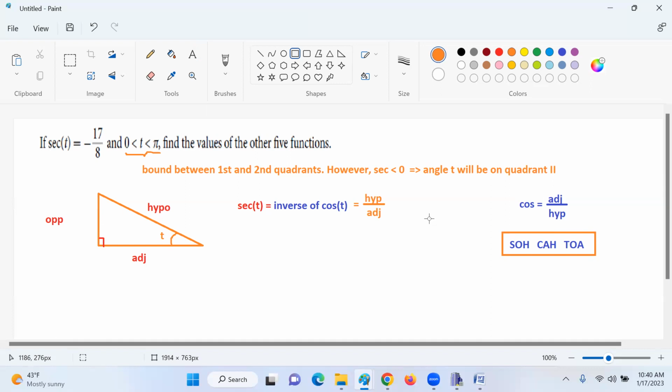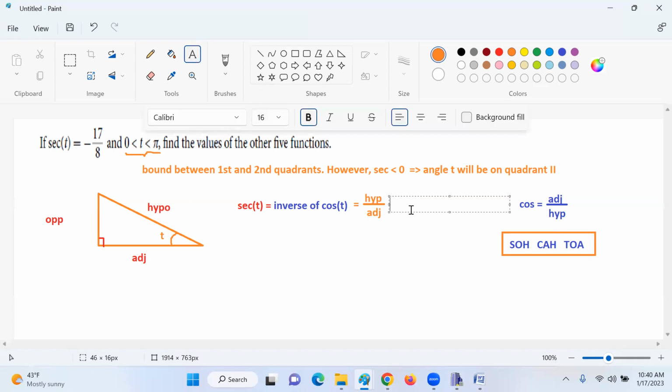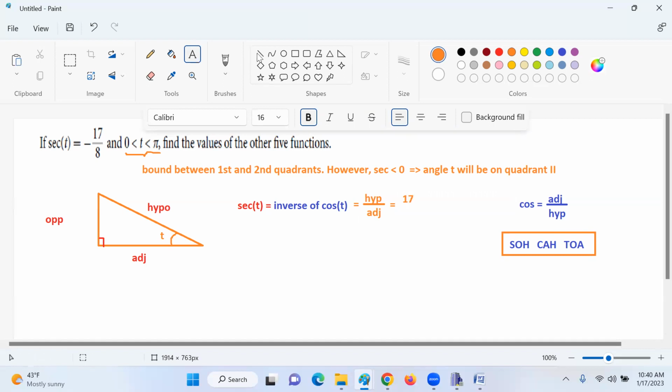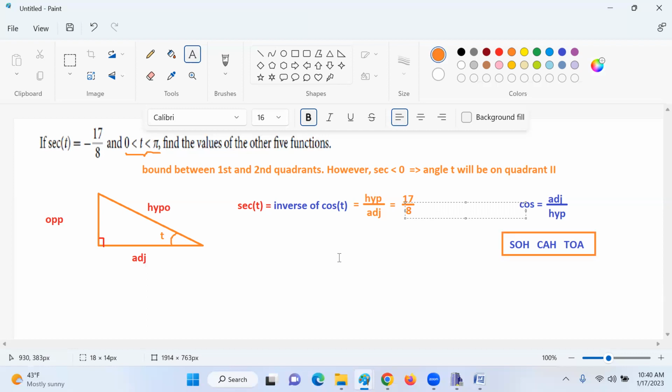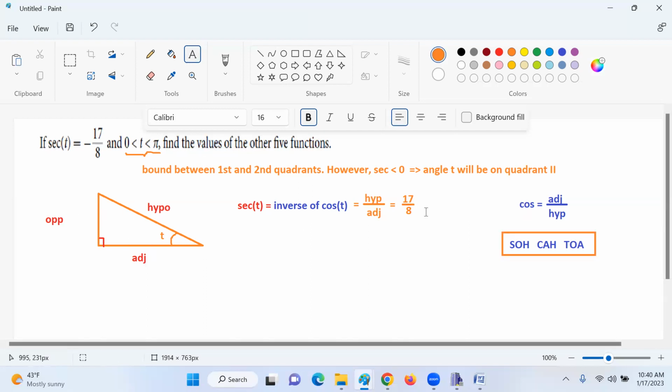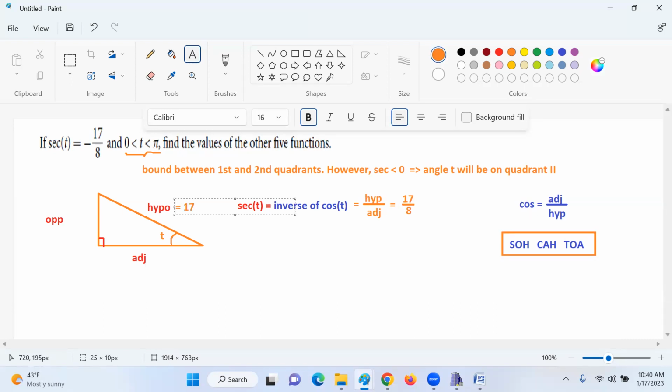So now, the question gives a secant equal to negative 17/8, but you don't care about the negative in terms of the side length of a right triangle. So we just put down 17/8. We ignore the sign first. We're going to take care of the sign when it comes to the final answer. We need to understand how we're going to figure out the other side length of the triangle. So the hypotenuse in this case will be 17 according to the question. This is the ratio. Adjacent is going to be 8.